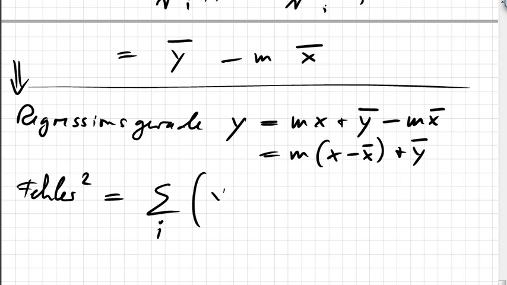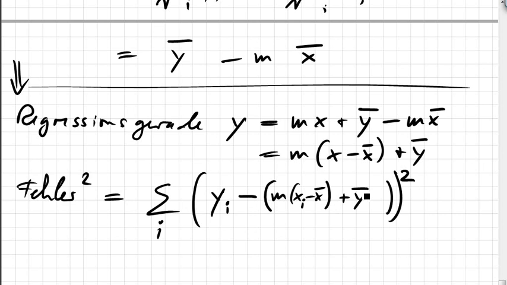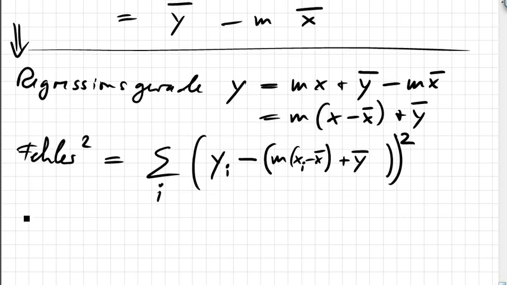Sum over all measurements, how far away from the value on the line, and then form the square. The value on the line is m times x minus the average of x plus the average of y. For the given xi, this expression says what y should be. This is what we want to minimize.